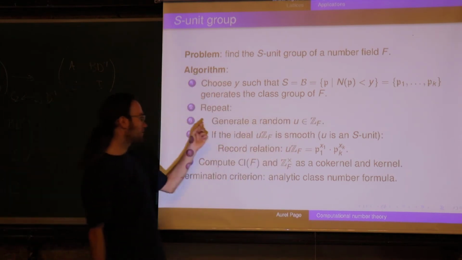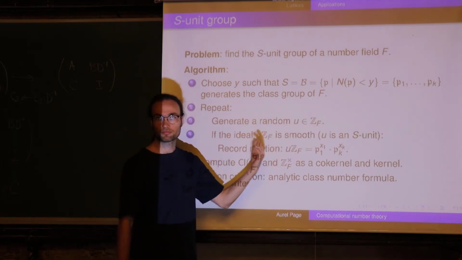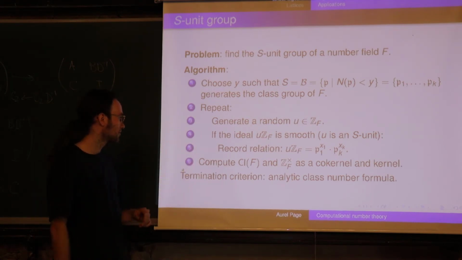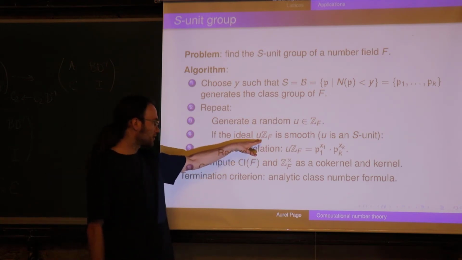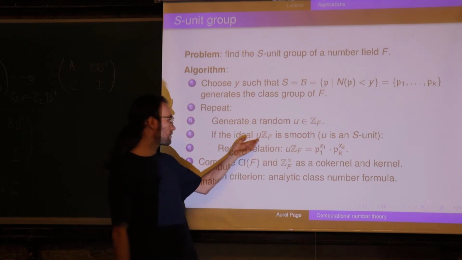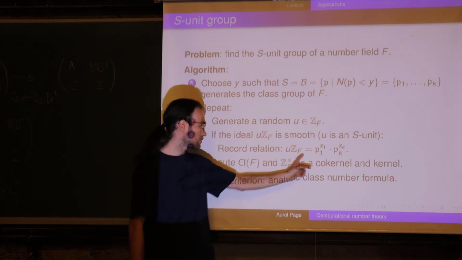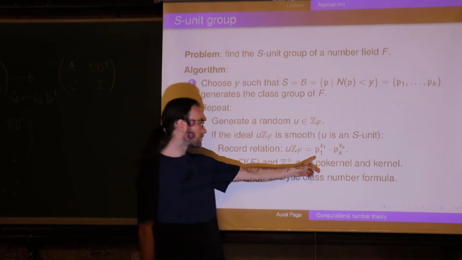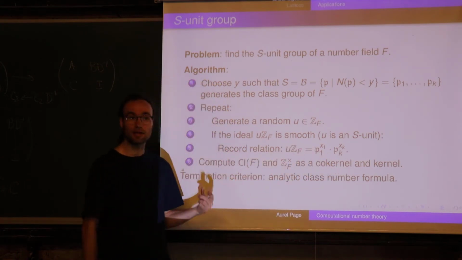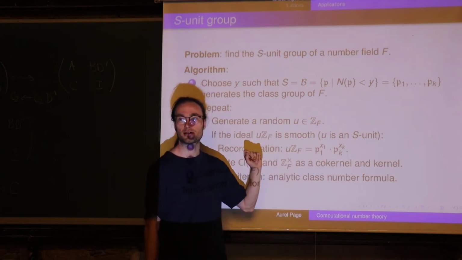And you repeat the following operation. You generate random elements u in the ring of integers by taking linear combinations of small elements. And you look at the ideal generated by u, and if it's smooth, which is the same as saying that u is an S-unit, then you obtain a relation. It gives you a relation between the prime ideals P1 to Pk in the class group. This is trivial in the class group. This gives you a relation between the classes of the P_i's.